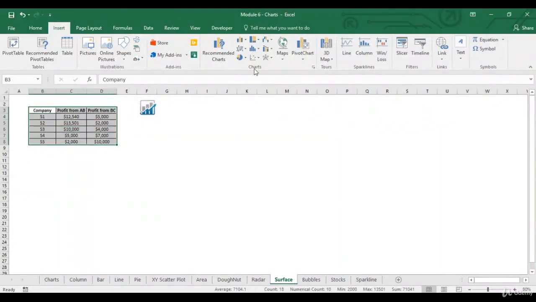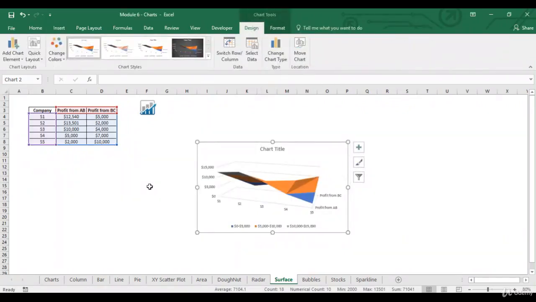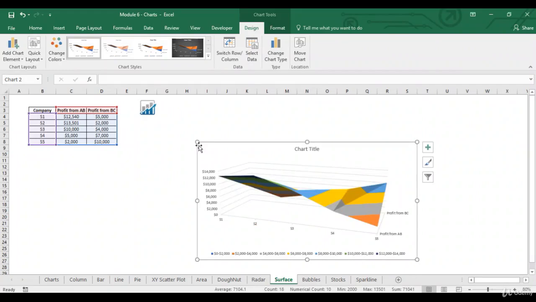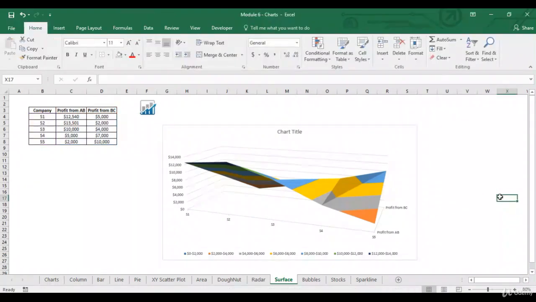I'll again select this surface. Now this shows trends in values across 2 dimensions and in a sort of a continuous curve. For using surface charts, we need at least 2 data series. So what this is showing me is profit from AB and profit from BC.